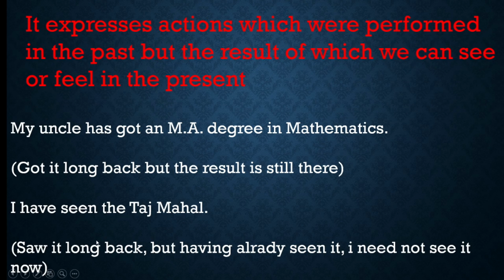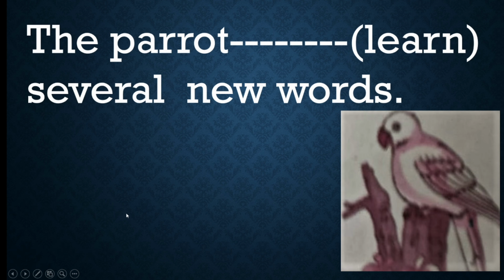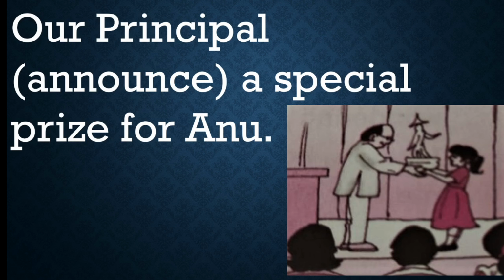See here, second, I have seen the Taj Mahal. You saw it long back, but having already seen it, you need not see it again. Look at this picture. The parrot dash learned several new words. Here, the parrot is singular. So which word should you use, have or has? Has. V3 form of learn is learned. The parrot has learned several new words.